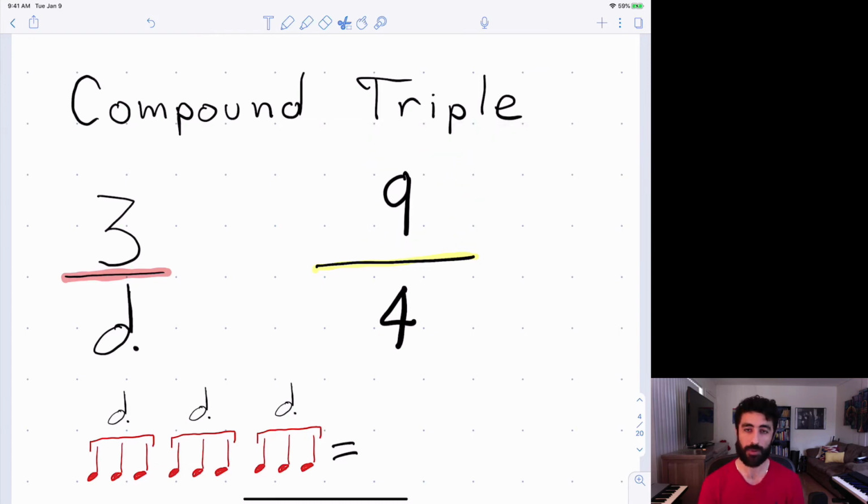So this is how we would notate a time signature that has 3 beats in which each beat is represented by a dotted half note and subdivides by 3.